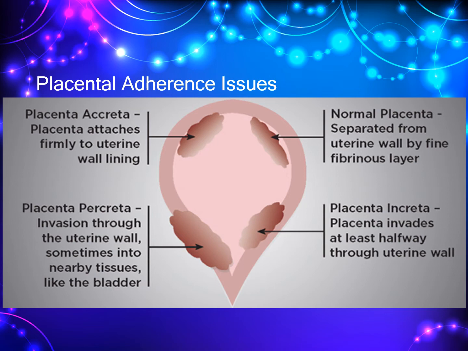Treatment includes blood transfusions. Hysterectomy can be indicated for all three types if bleeding is uncontrolled and is almost always required for placenta percreta and increta. These women are at risk for postpartum hemorrhage.